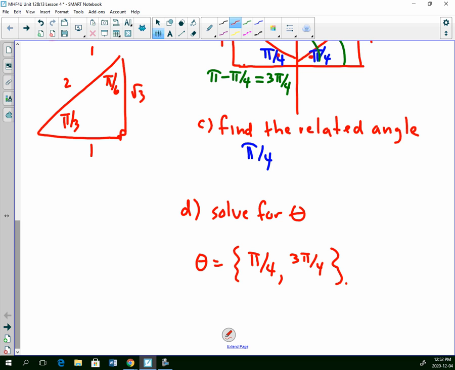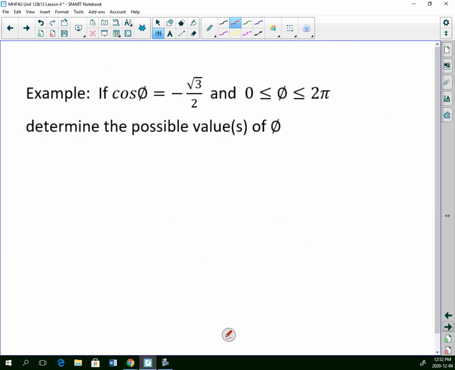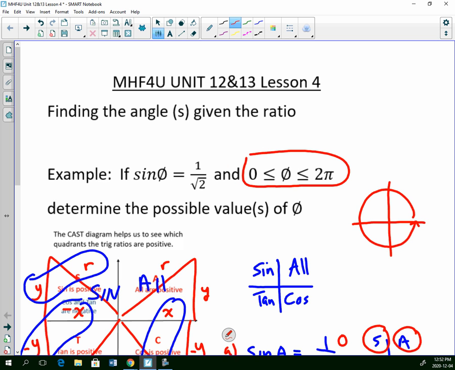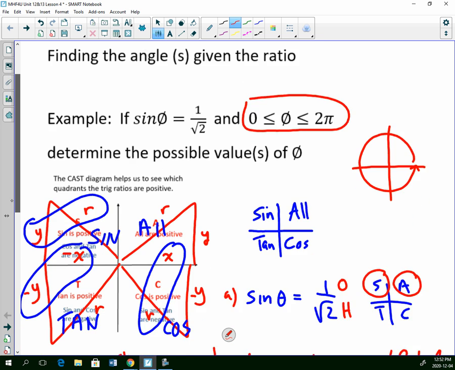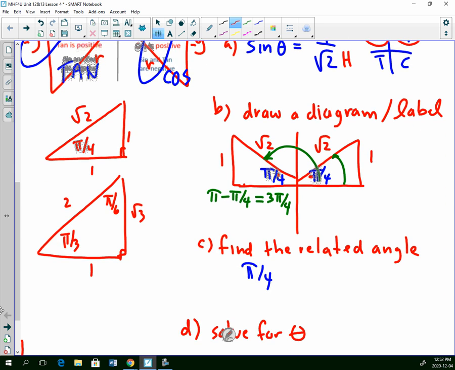Okay, so those are the 4 steps you want to follow. Use your cast rule to decide the quadrants, draw a diagram and label the 2 sides you've been given, determine the related angle, and then solve.